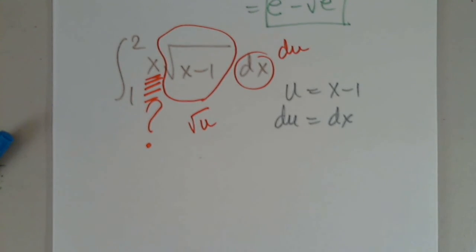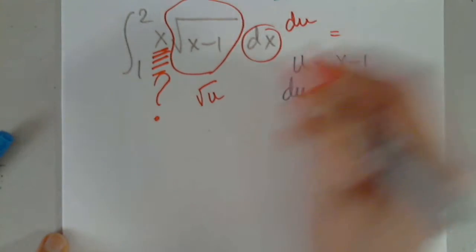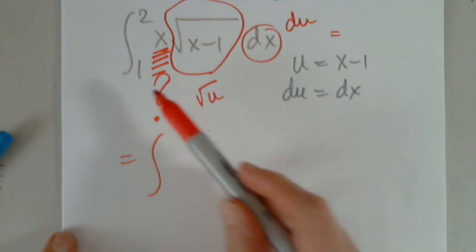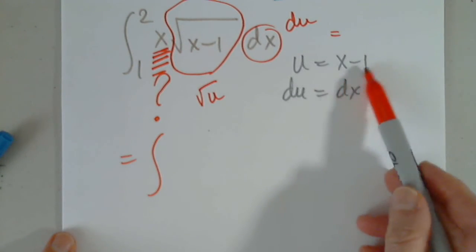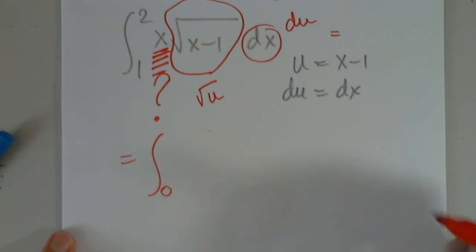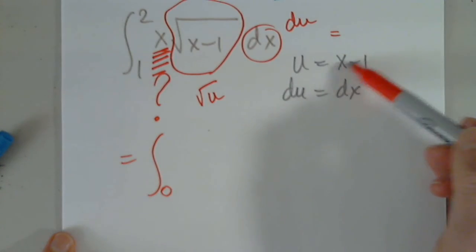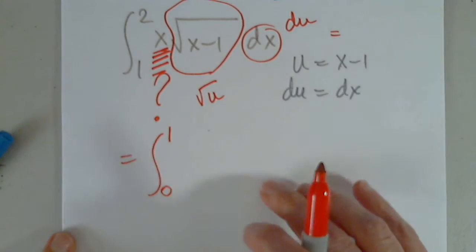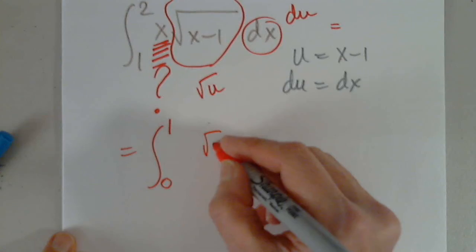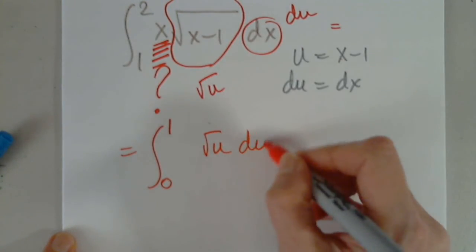Is there anything I can do about that? So I will have the integral. First of all, when x is 1, 1 minus 1, the lower limit for u will be 0. And when x is 2, 2 minus 1 will be 1. I do have the square root of u, and I do have du.